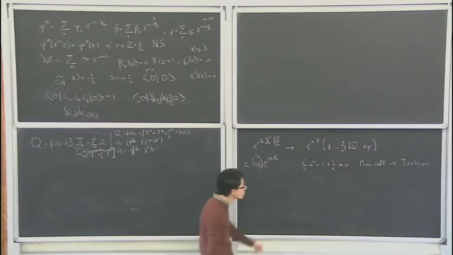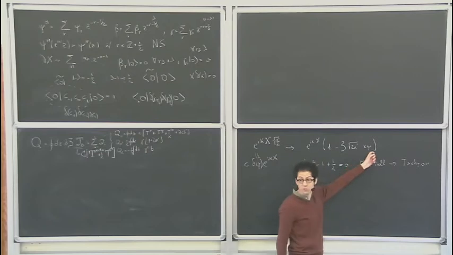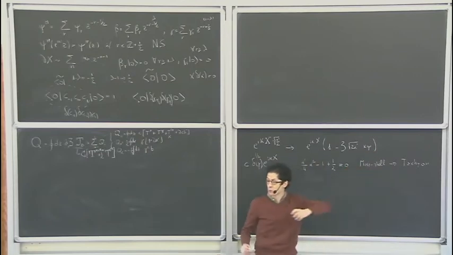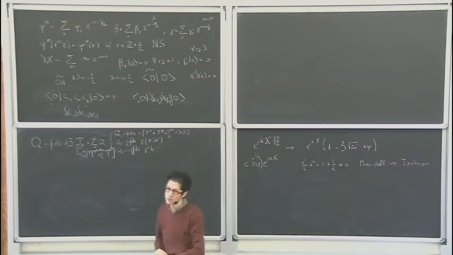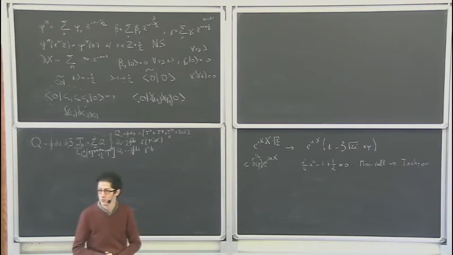You can get a BRST invariant state also from this one, and then you will say, okay, why two of them? Then in 1 hour's time, you'll see better, I hope. More questions?